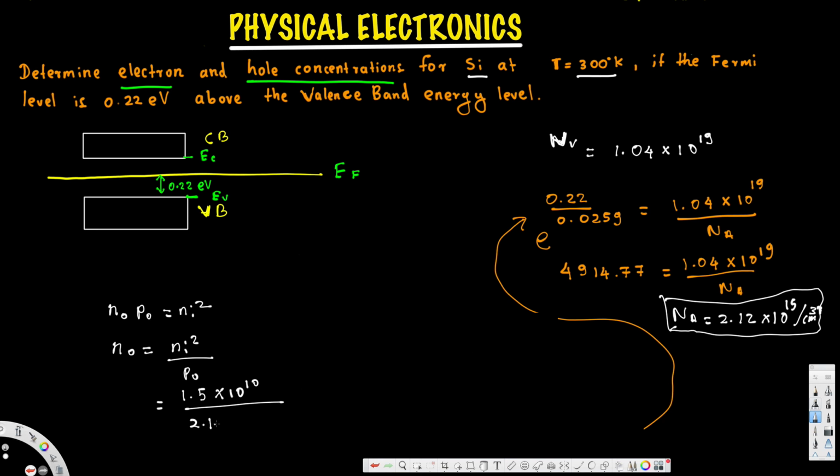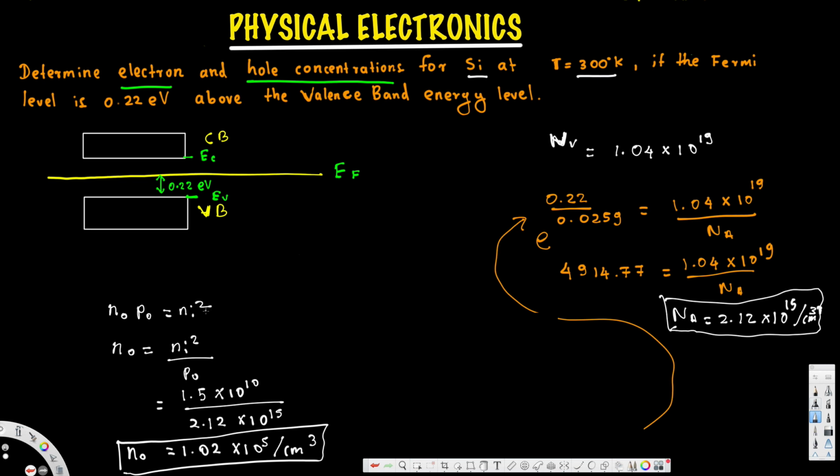This is going to be 2.12 times 10 to the power of 15, and if you calculate this, you are going to get 1.02 times 10 to the power of 5 per centimeter cube. So this is going to be our electron concentration. We calculated the hole concentration and this is the electron concentration, right? That's what the question is asking for.